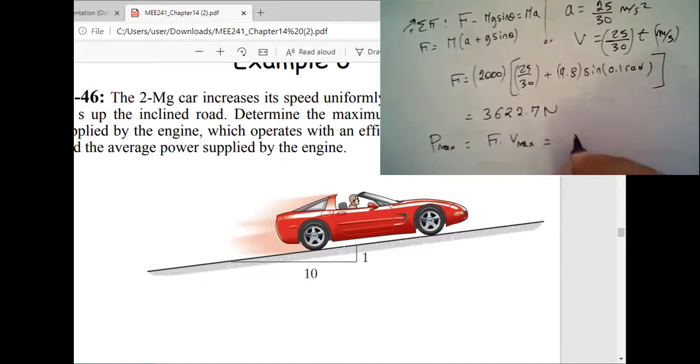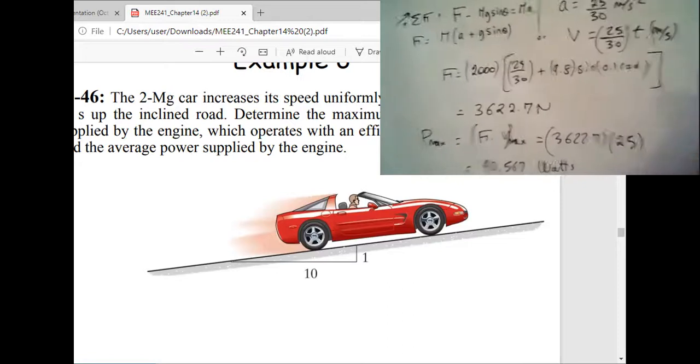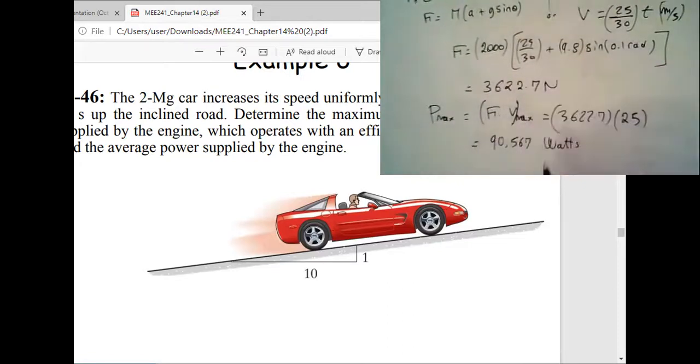Which is equal to how much? 3632.7 multiplied by the maximum velocity, which is going to be equal to how much? 25. And I believe if you do this, you will end up with 90,567 watts. And by the way, the maximum power doesn't have to be force times V max. It is actually the maximum of the product, right? And the best way to get the maximum of the product is by actually plotting both of them.